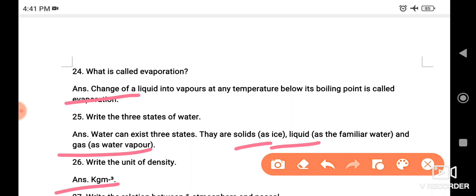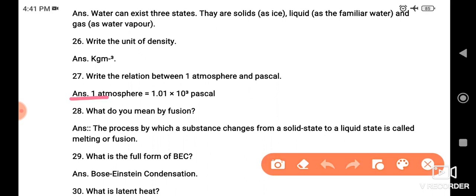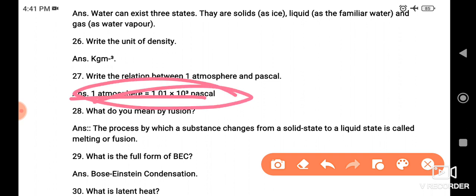Question number 26. Then 27, write the relation between 1 atmosphere and Pascal. So all of you remember that 1 atmosphere equals 1.01 into 10 to the power 5 Pascal. So that is the relation between 1 atmosphere and Pascal.